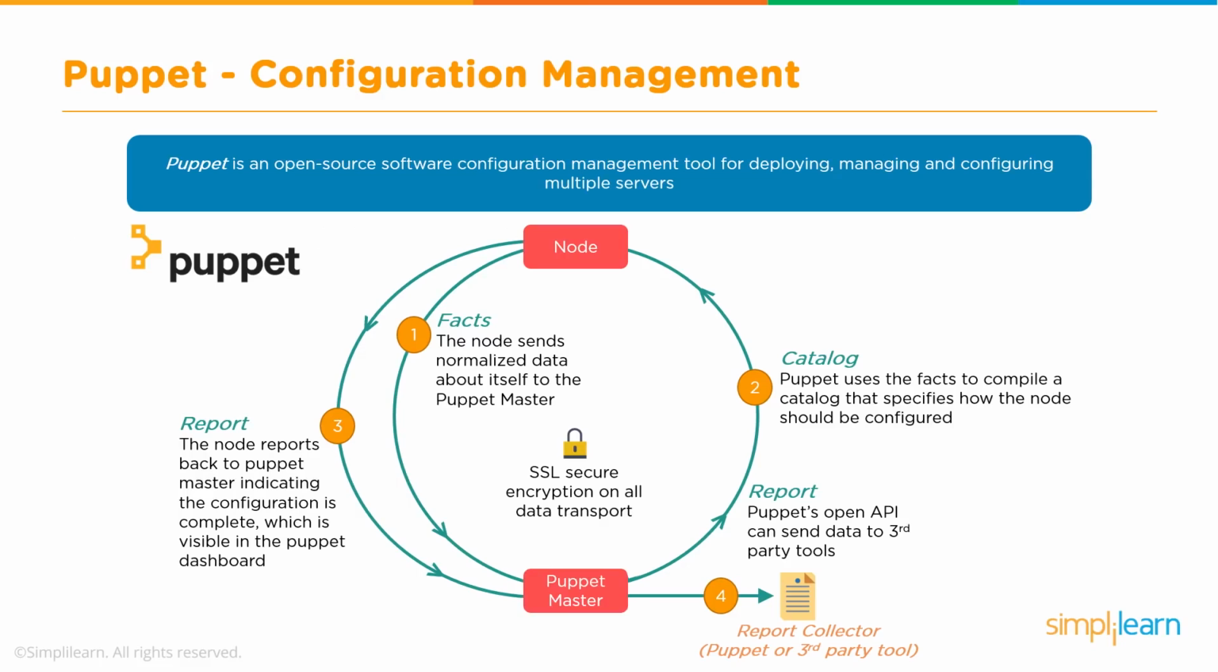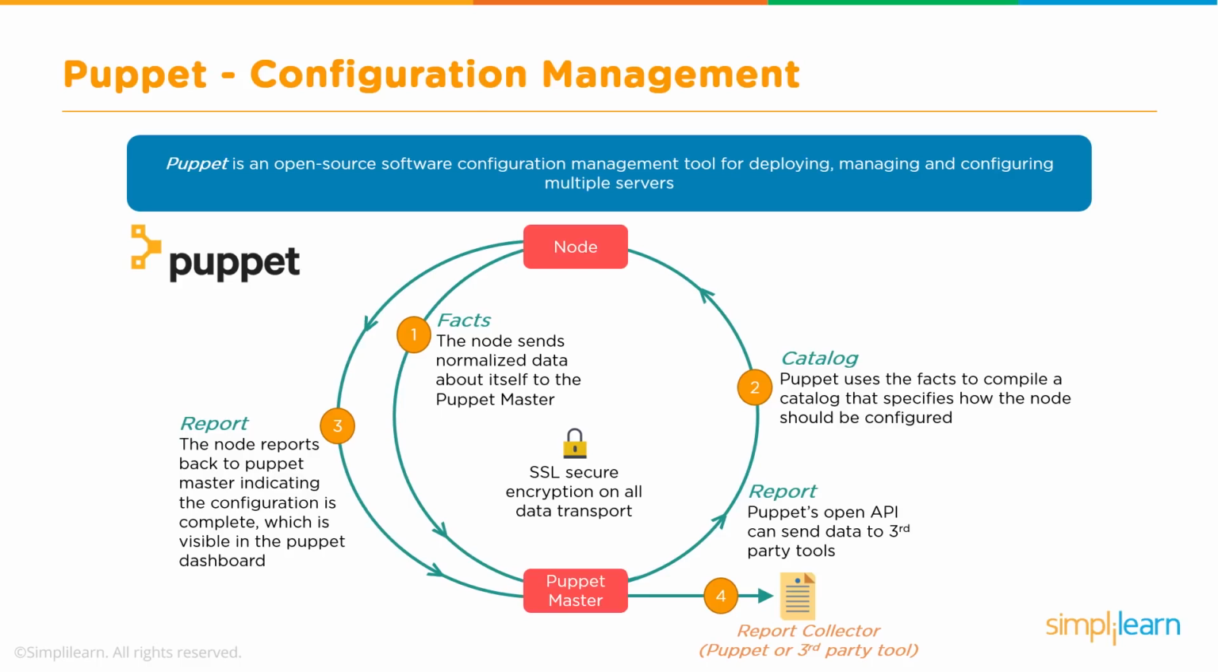So Puppet's an open source configuration management tool for deploying, managing, and configuring multiple servers in an automated way very consistently. So we basically have the notion of nodes, or the puppets, if you will, that are controlled by the puppet master. So what basically happens here is the node sends the data about itself to the puppet master. The puppet master uses that information to compile a catalog that shows how that node is supposed to be configured.